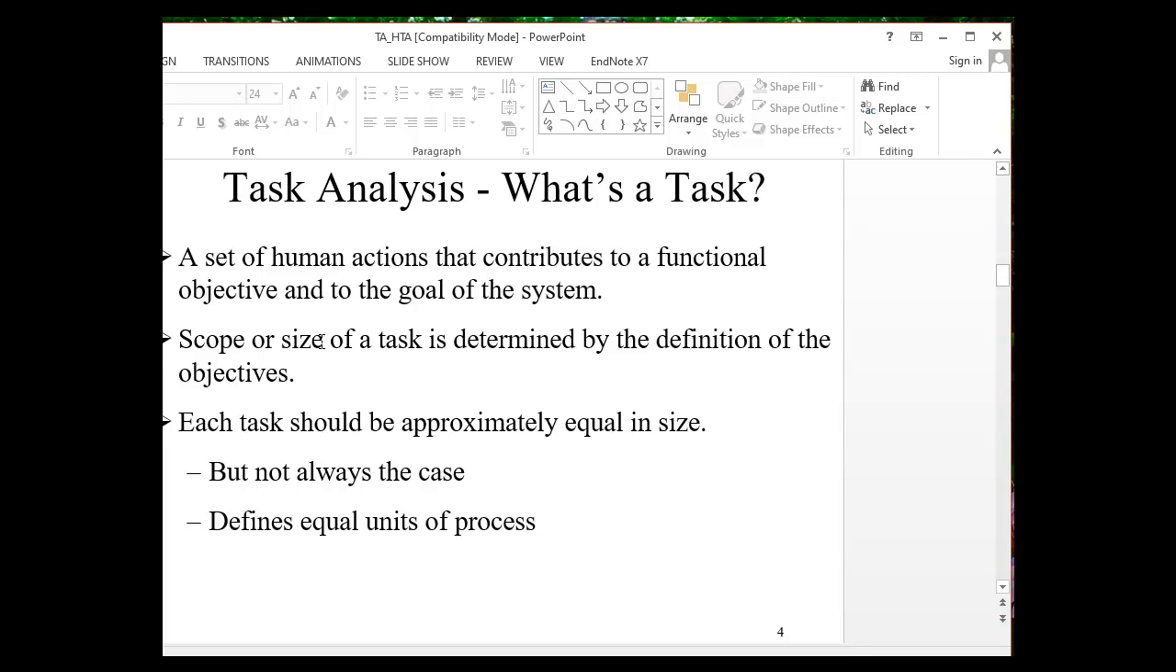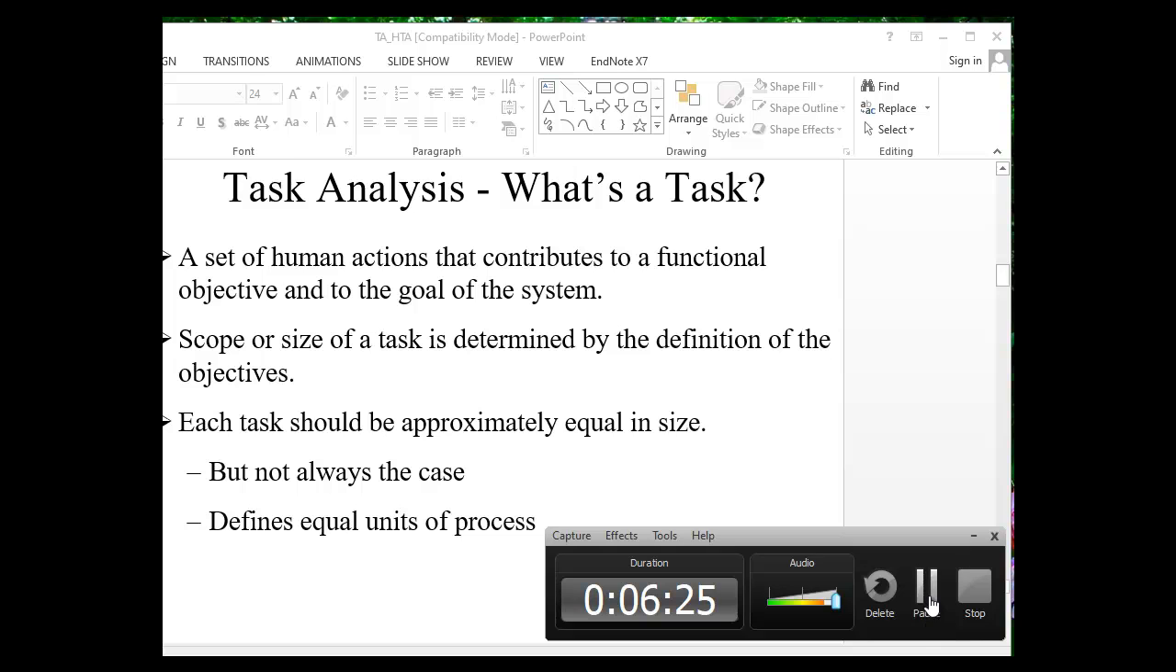The last one is that each and every task should be approximately equal in size, but this is not important. It is not important that each and every task should be of the same size. So how then can we solve this? If the task is not of the same size, we can create same unit levels. We can create same units.